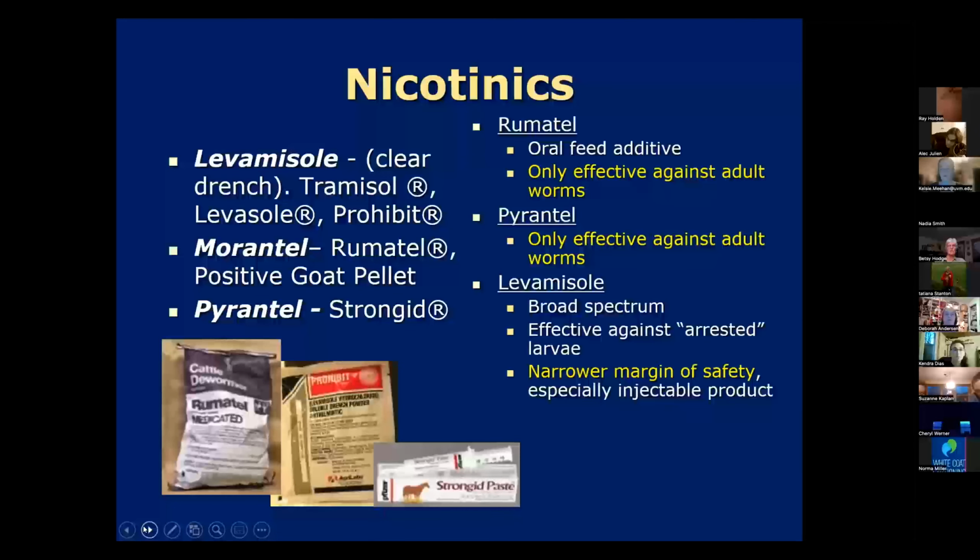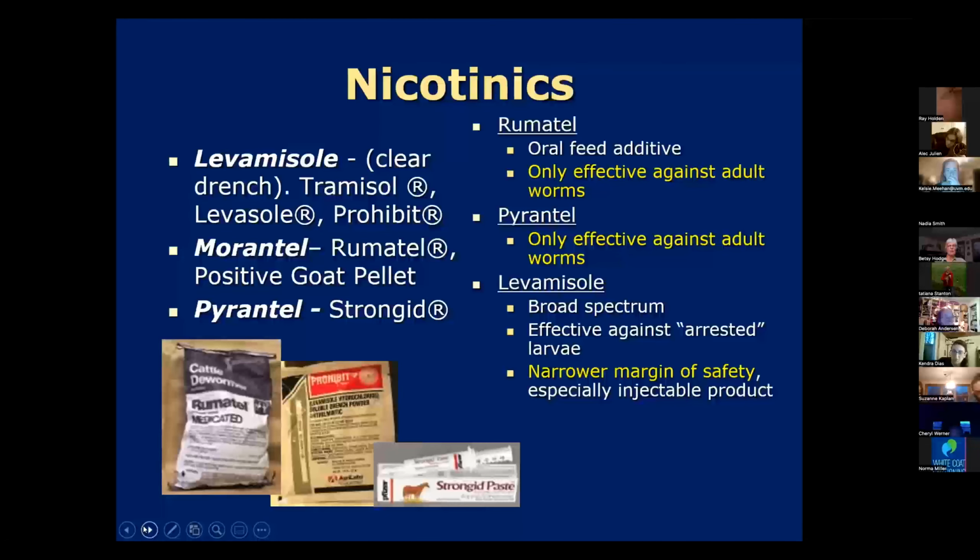Okay, so your nicotinics, a lot of these are sold as oral dewormers, your gold pellet and stuff. And several of these are only effective against adult worms, because we'll go into a life cycle later on with your strongyle worms, and some of these worms' immature stages are capable of hibernating in your sheep or goat. When they hibernate, they're much harder to kill because their metabolism slows down. So of your nicotinics, it's really only your levamisole that's effective against these hibernating larvae.